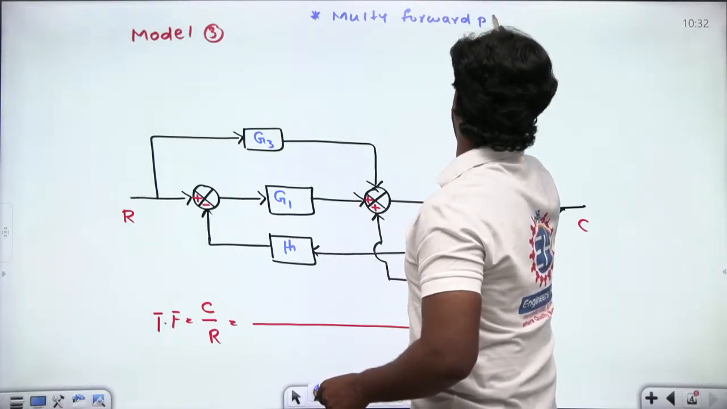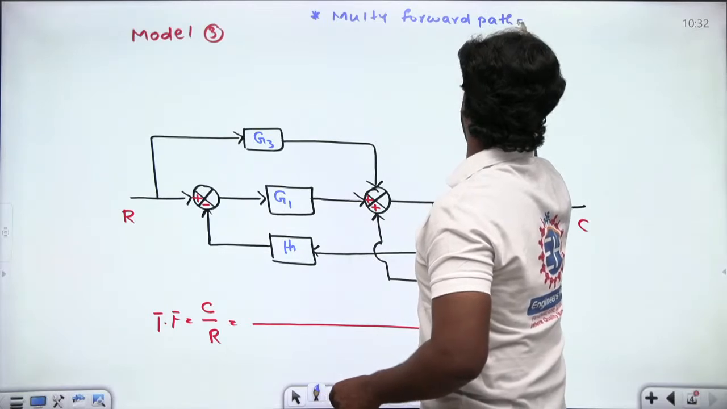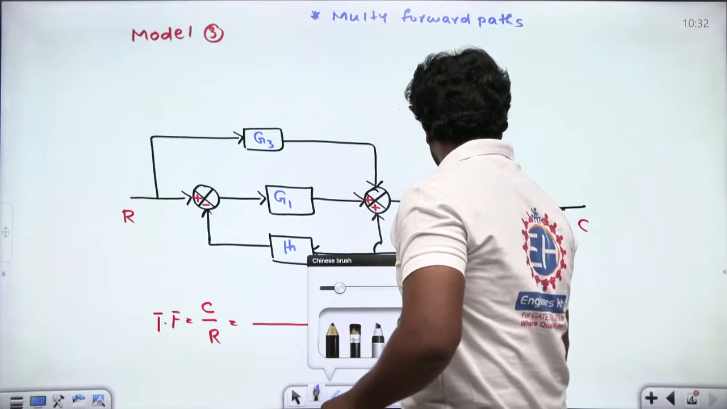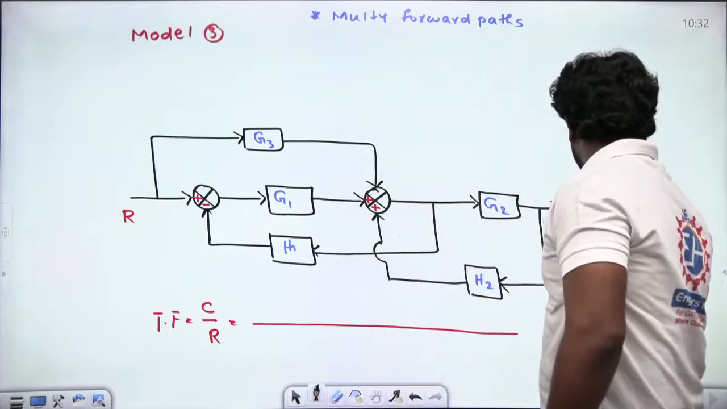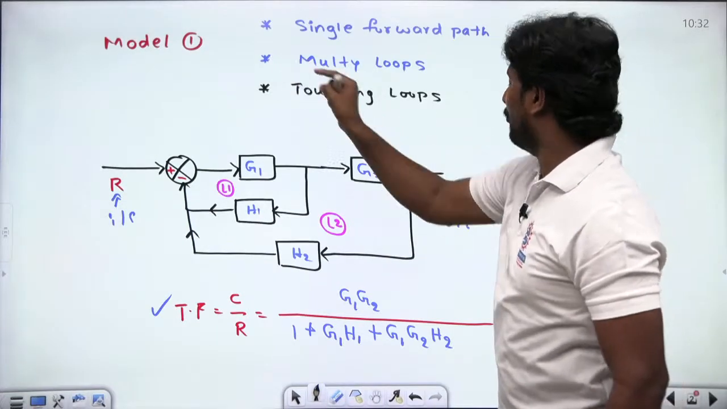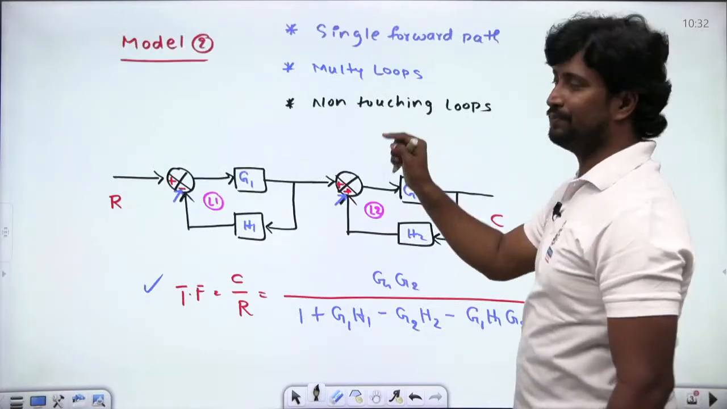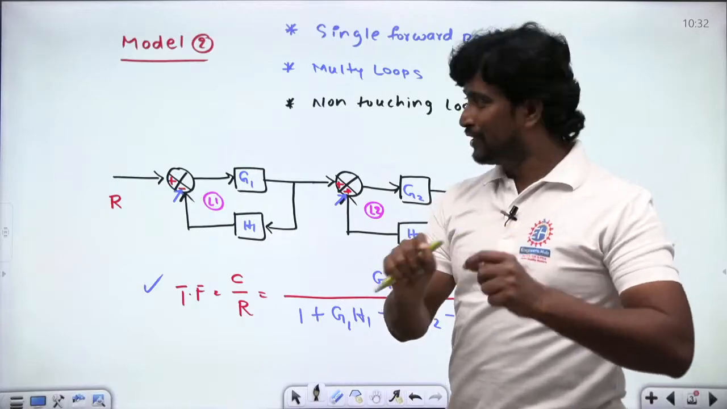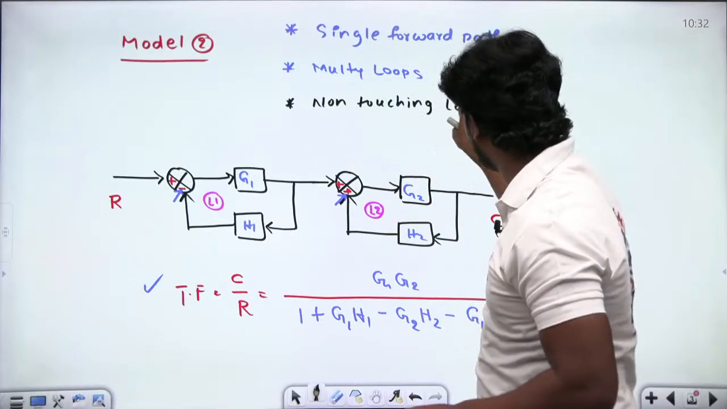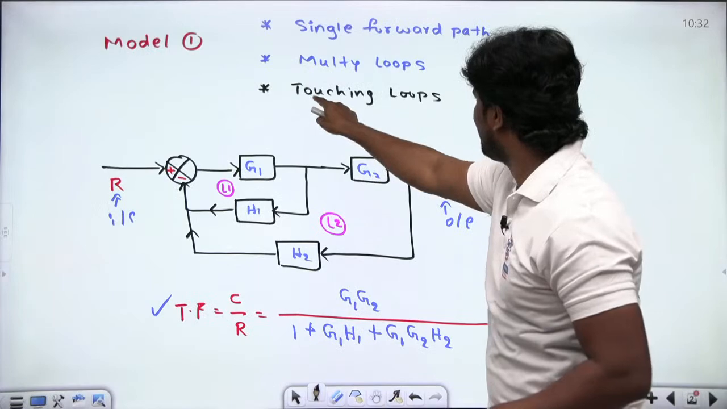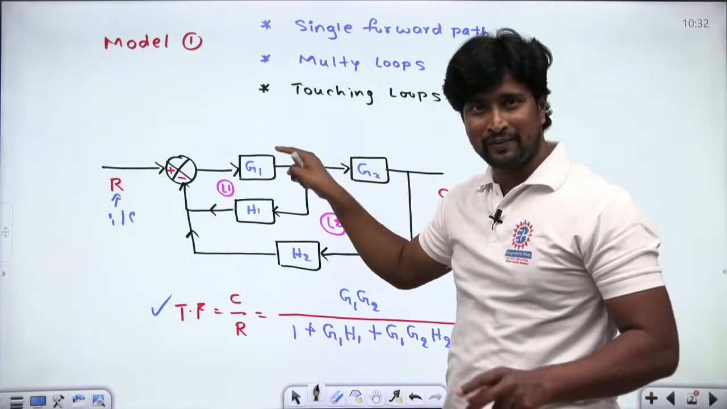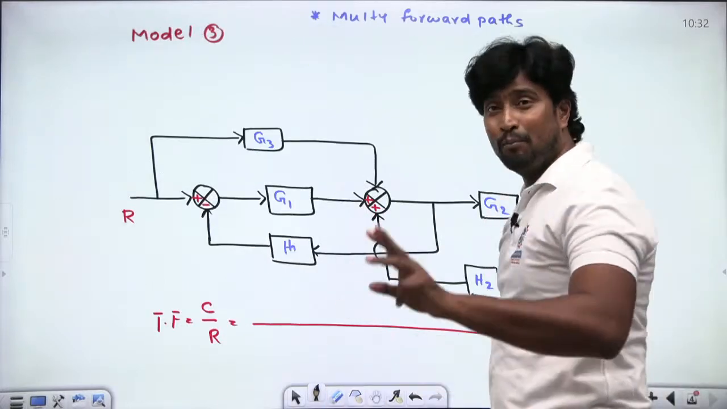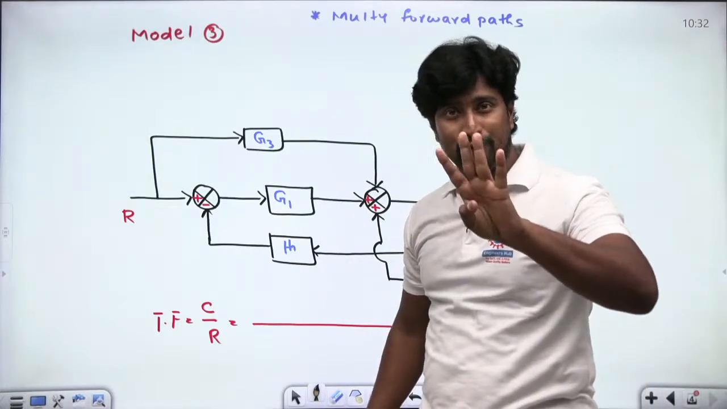Multi forward paths. Are you clear? Right. And guys, carefully listen. Check once model number one and model number two. Get the difference at where it is third point, right? So here the non-touching loops and here what? Touching loops. The difference at where it is third point, right? Like that, guys, model number three and model number four.